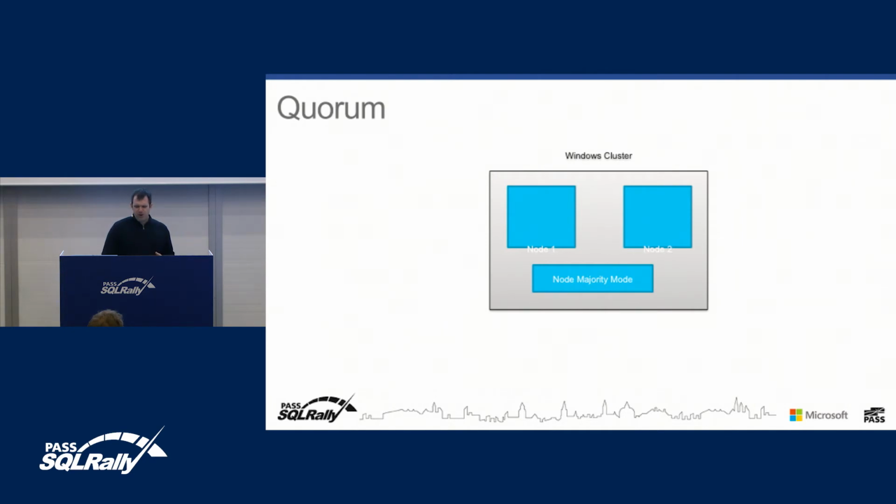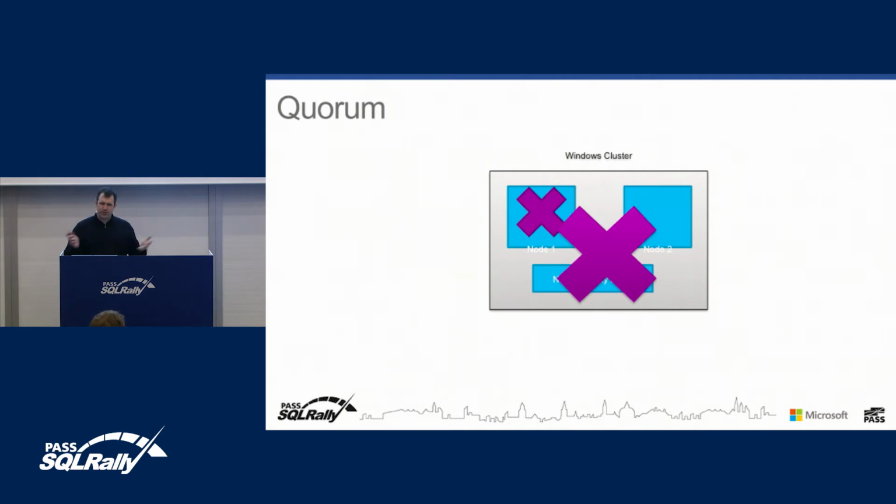The first one being node majority mode, which if a majority of our nodes are down, the cluster goes down. That's bad because if you have a 2-node SQL Server cluster or an availability group, if one's down, your cluster service shuts down and everything is inaccessible.